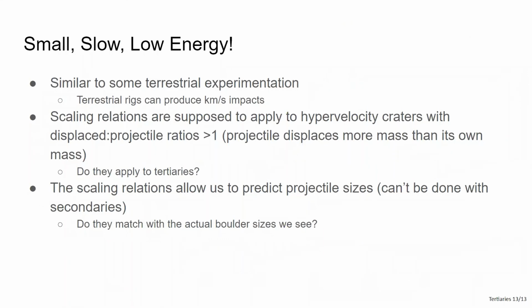All right, so remember on the previous couple of slides, I said, do these apply to tertiaries? Do these scaling relations that are only supposed to apply to very big, very fast, very high energy things actually apply to these small, slow, low energy things? Yes, because they match with the actual boulder sizes that we see. We are providing a planetary data-based check on experimentally derived theory predictions.